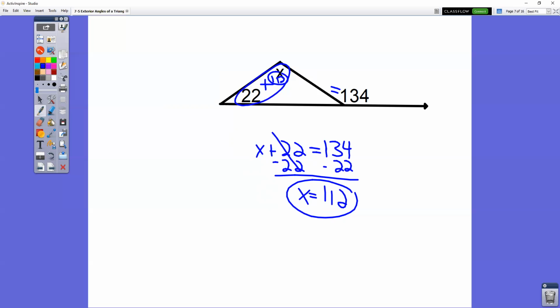Again, you could have done this one a little bit differently. We could have done supplementary angles first. So 134 and 46 make 180, and then did the three angles of a triangle. So 180 minus 22 minus 46 gives you 112.